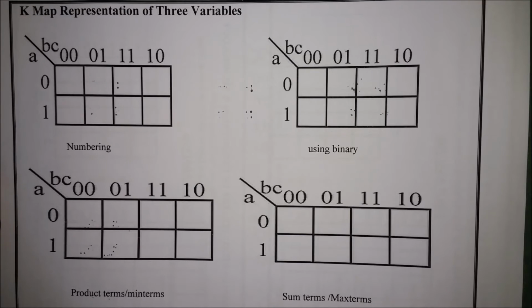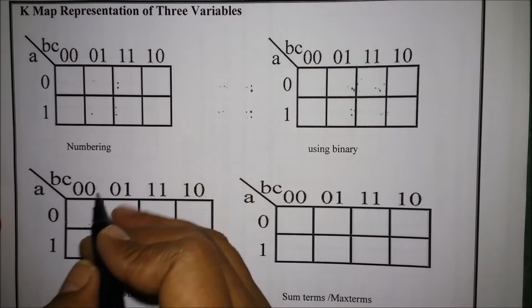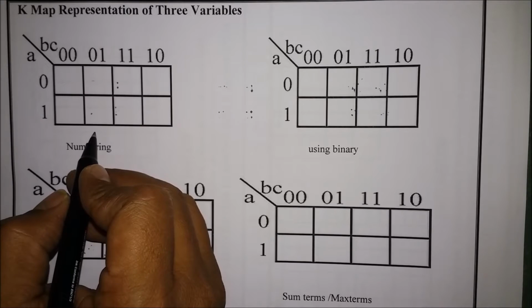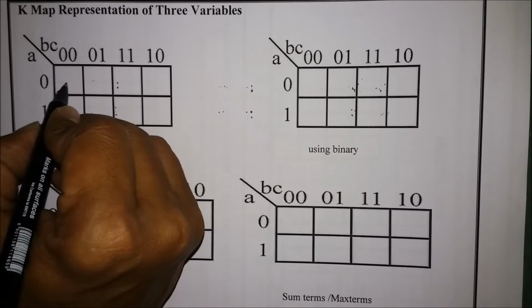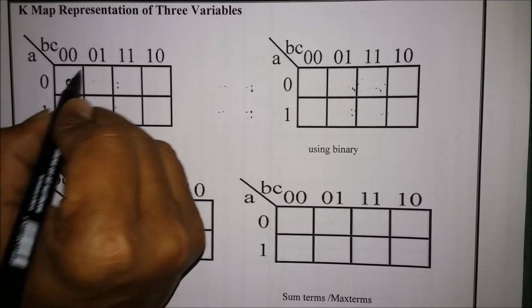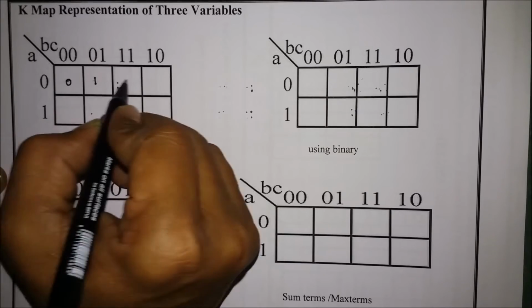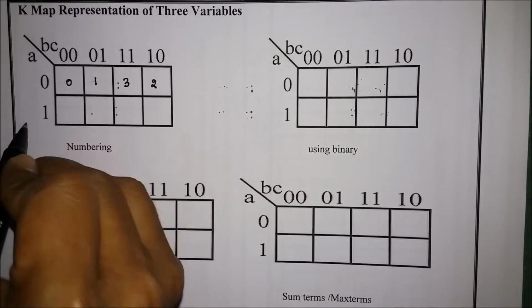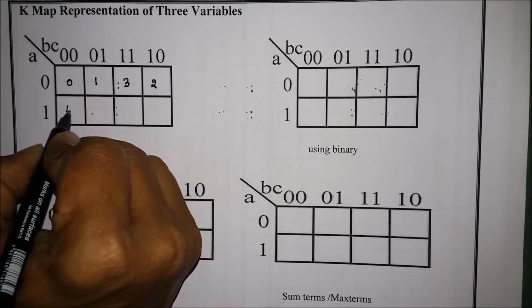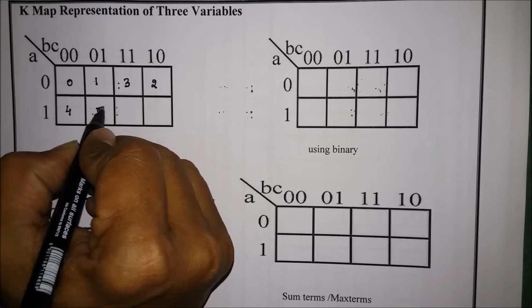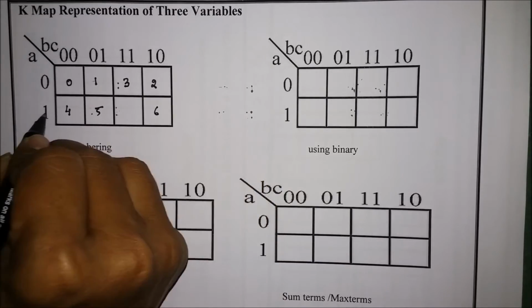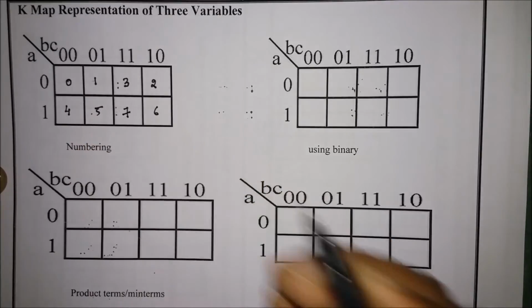Now let us proceed with how to represent the remaining ones like the three-variable and four-variable K-map. Giving the numbering in terms of decimal numbers, the first one is 0, 0 0 1 represents 1, 0 1 0 is 2, again 3, next 1 0 0 means 4, next here it is 5, and 1 1 0 is 6, and 1 1 1 is 7.